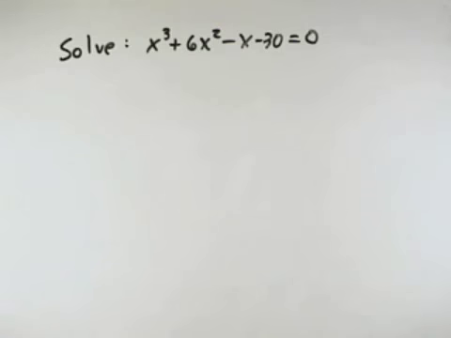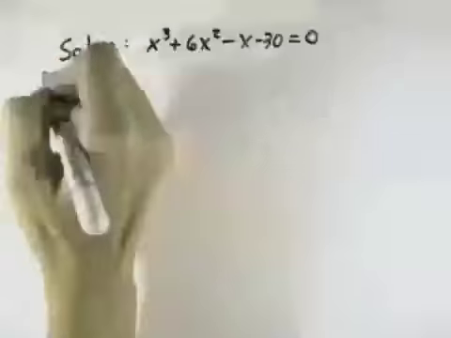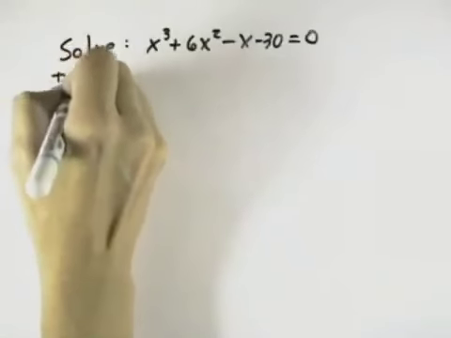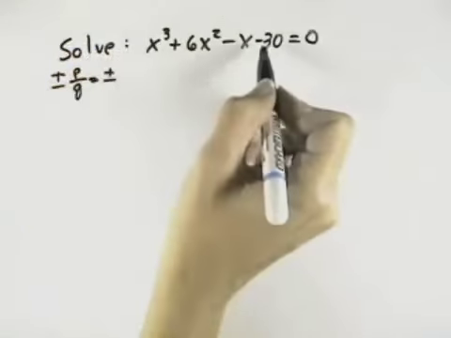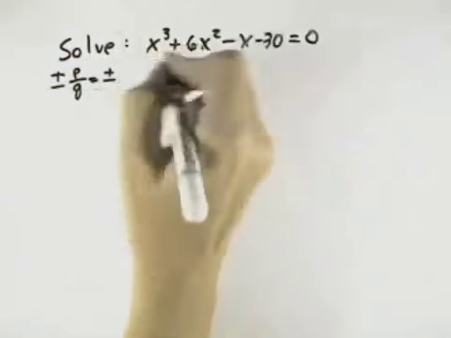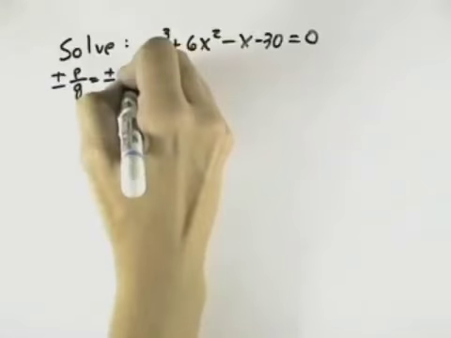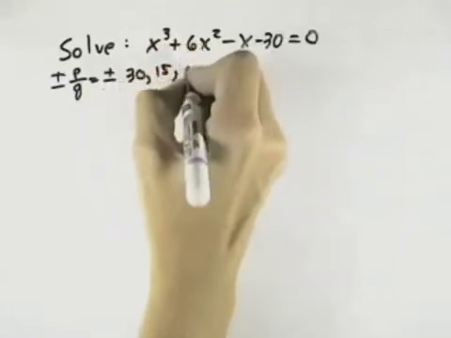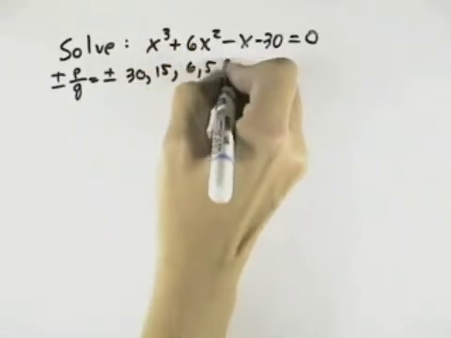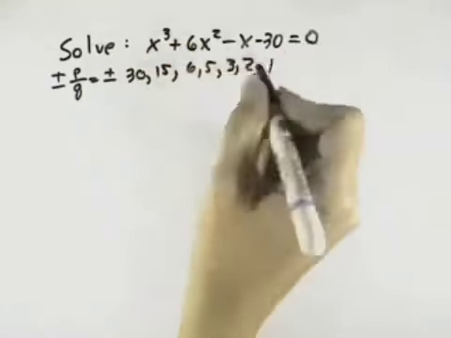We want to solve the equation x cubed plus 6x squared minus x minus 30 equals 0. Well, first I can look for all possible rational zeros, and so that would be plus or minus the p over q's, which are plus or minus the factors of 30 over the factors of 1, because there's only a 1 there. So that's plus or minus 30, 15, 6, 5, 3, 2, and 1 are all the different factors of 30.